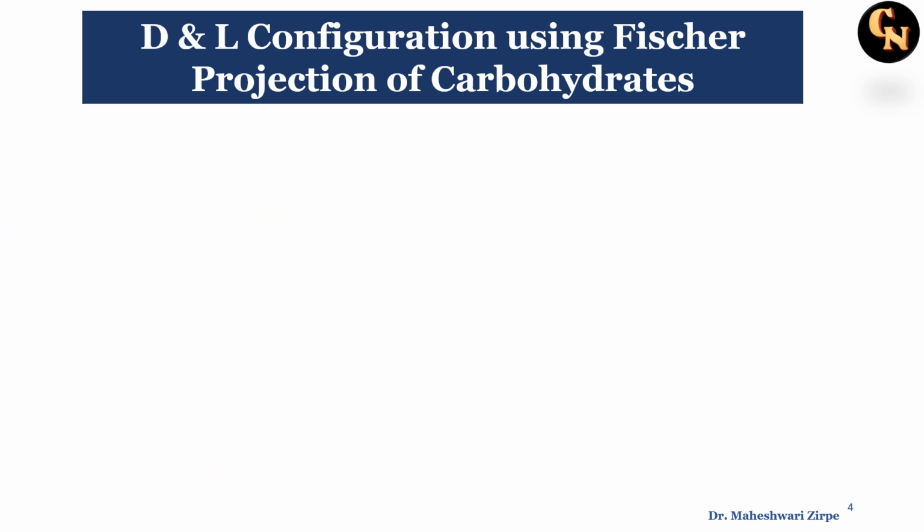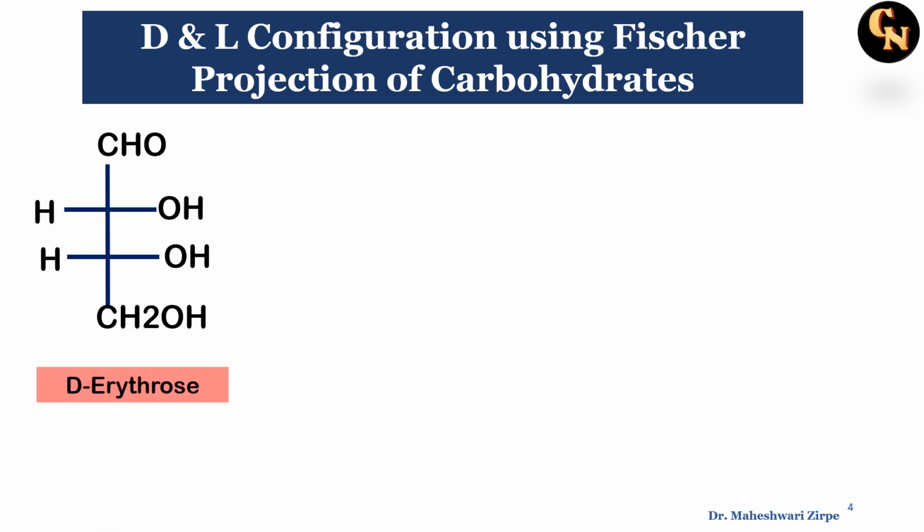So let us see a few more examples of D and L configuration of carbohydrates. The next example which we are going to consider is a 4 carbon chain. The previous example, glyceraldehyde, was a 3 carbon chain. Now if you see this example which is on the screen, you can see it is a 4 carbon chain.